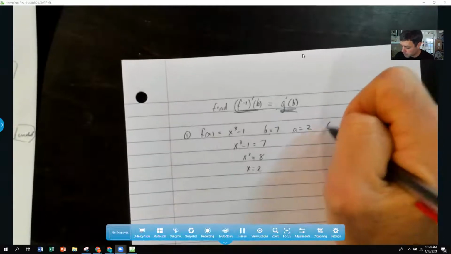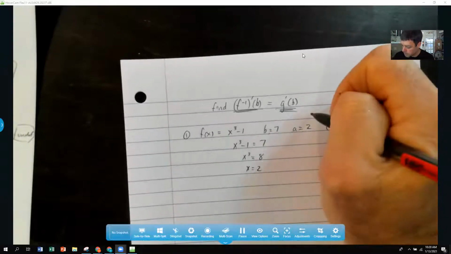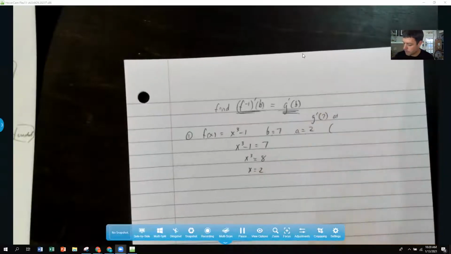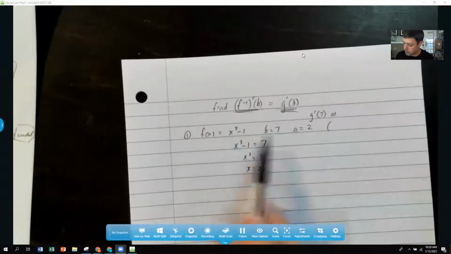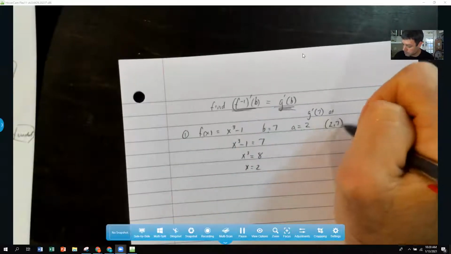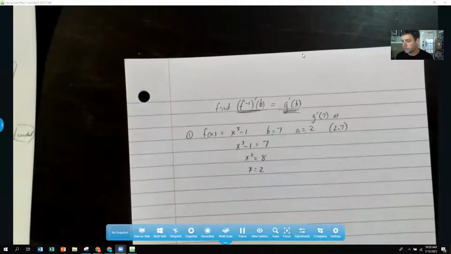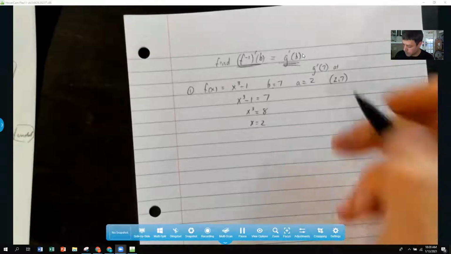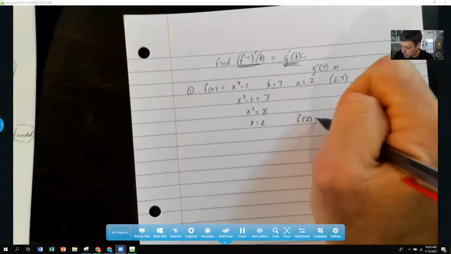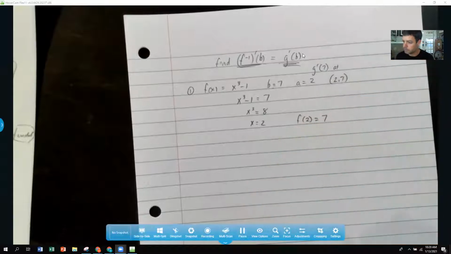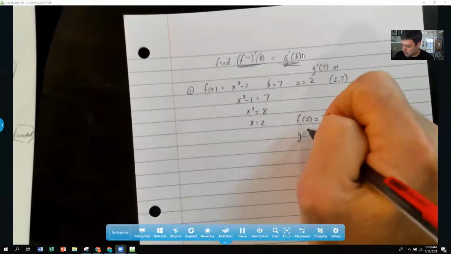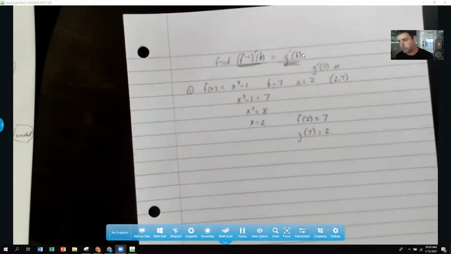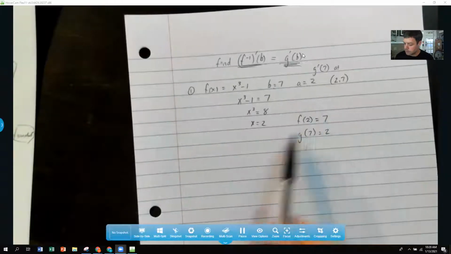So the original problem could have said find g prime of 7, or find the inverse of this at the point 2 comma 7. I'm just going to rewrite all of this again and what we know. We know that f of 2 equals 7, and we know g of 7, which is the inverse, equals 2. So that's several ways to say the same thing.